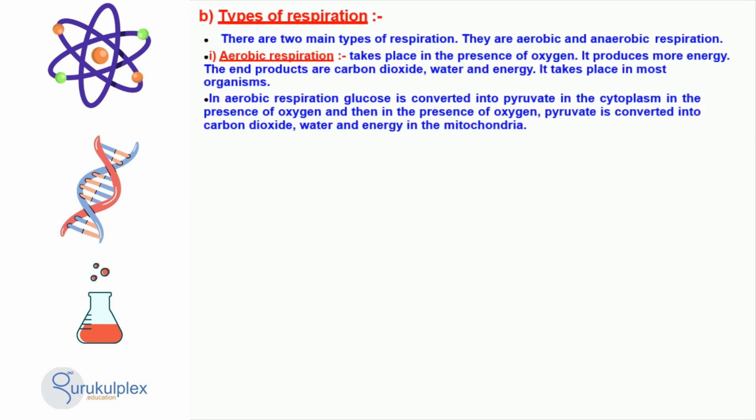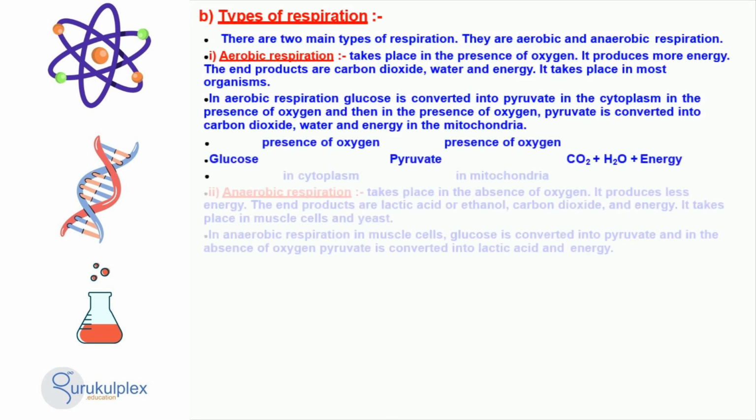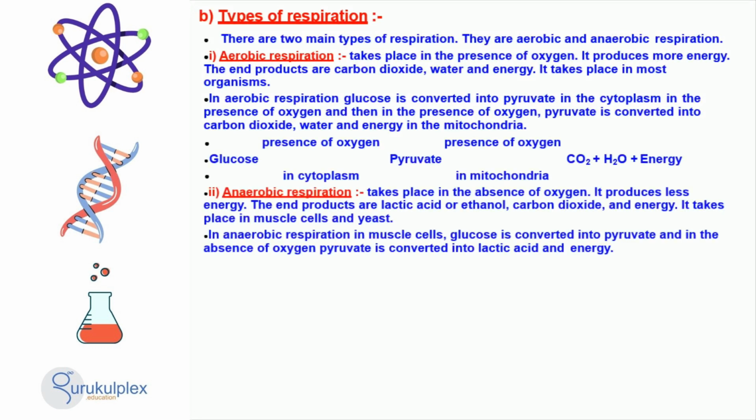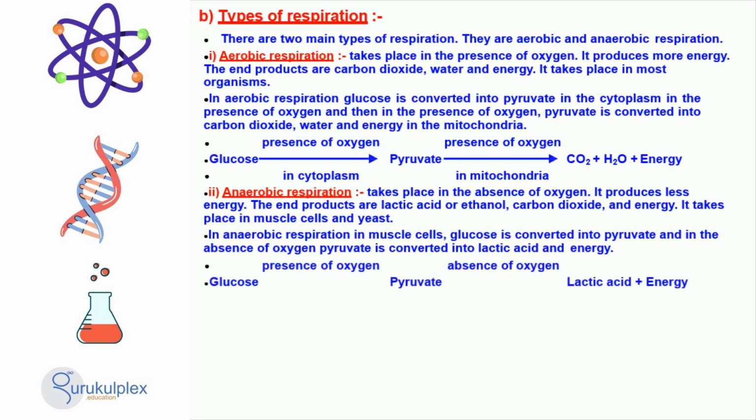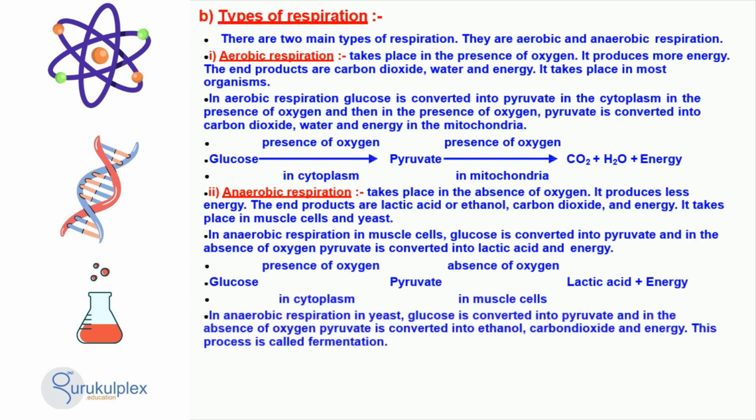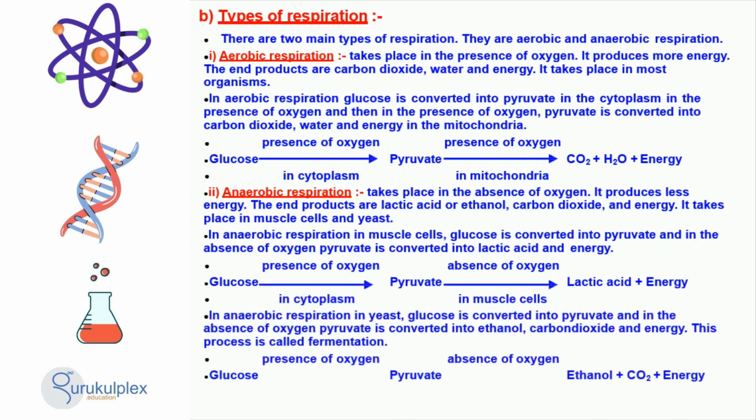Aerobic and anaerobic respiration are 2 types of respiration. Aerobic respiration is carried out in the presence of oxygen and produces more energy. The end products are carbon dioxide, water and energy. It occurs in most organisms and involves conversion of glucose into pyruvate in the cytoplasm and then into carbon dioxide, water and energy in the mitochondria.